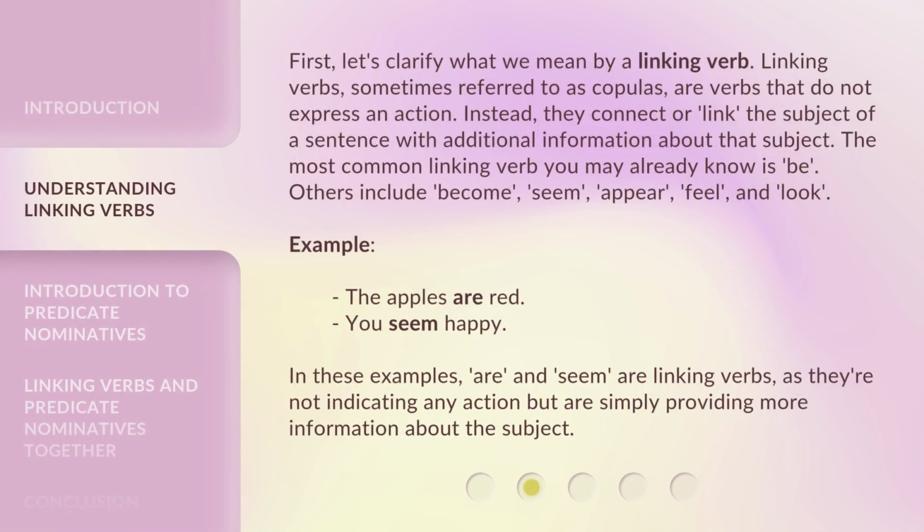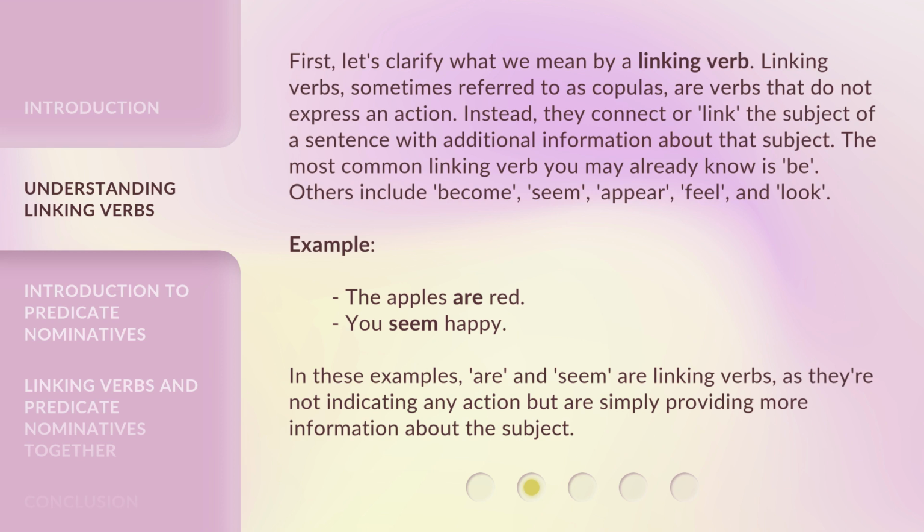First, let's clarify what we mean by a linking verb. Linking verbs, sometimes referred to as copulas, are verbs that do not express an action. Instead, they connect or link the subject of a sentence with additional information about that subject. The most common linking verb you may already know is be. Others include become, seem, appear, feel, and look.